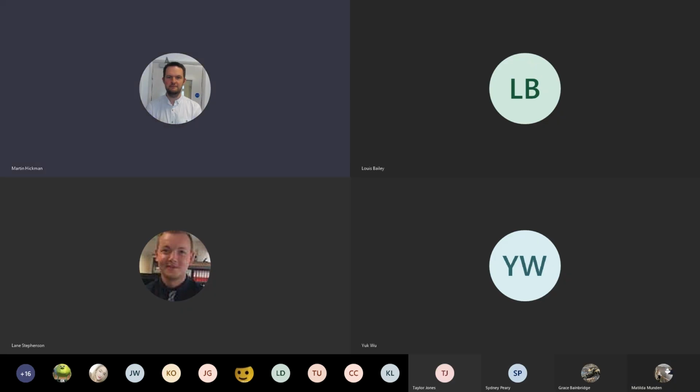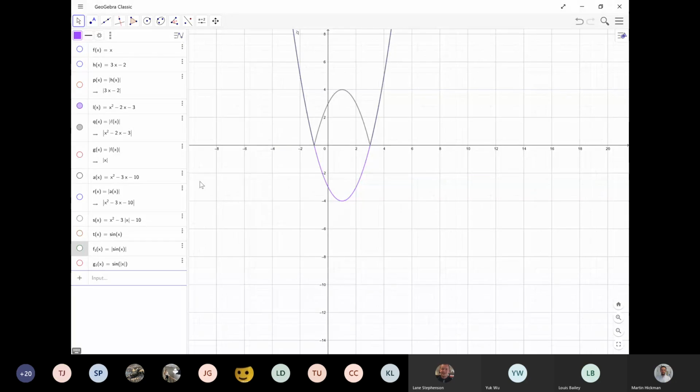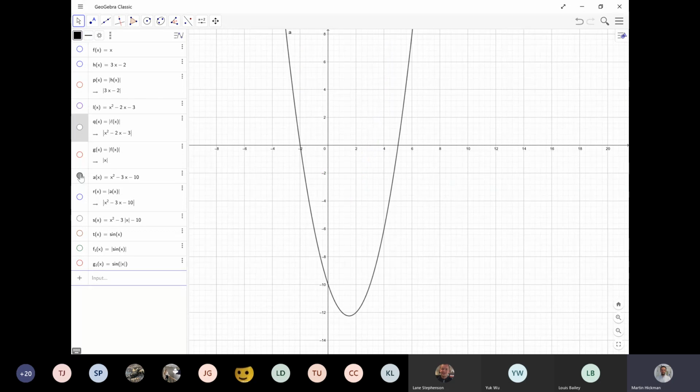Do let me know if you can't see anything that I'm displaying. So you should see GeoGebra back again. What I'm going to do is the first example that's in your book, which is x squared minus 3x minus 10. So in the booklet, what we need to do is show both what the modulus of this is.